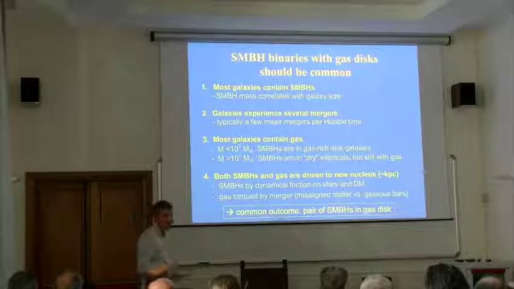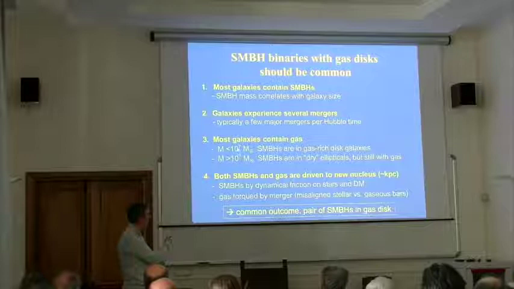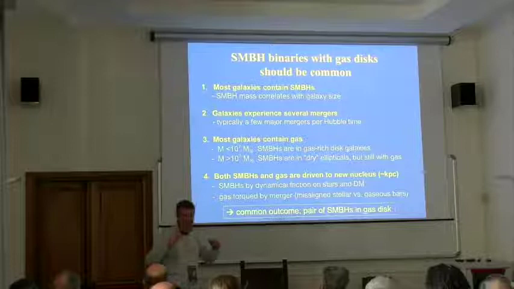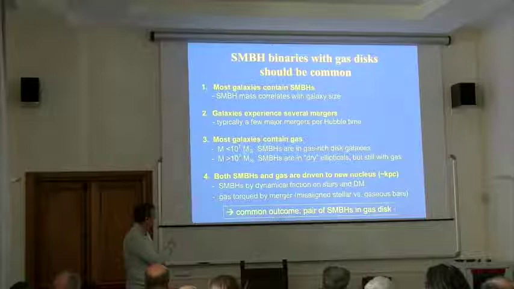So this happens. Most galaxies have gas. Without going into details, black holes of 10 to the 7 solar masses or less live in gas-rich disk-shaped galaxies, spiral galaxies. Bigger black holes live in so-called dry elliptical galaxies, which don't have obvious gas, but they still have gas comparable to or larger than the mass of the black hole.